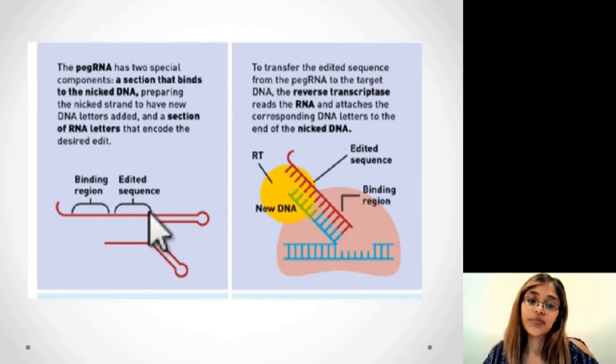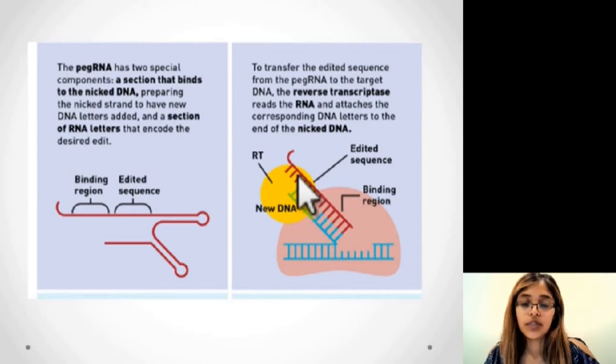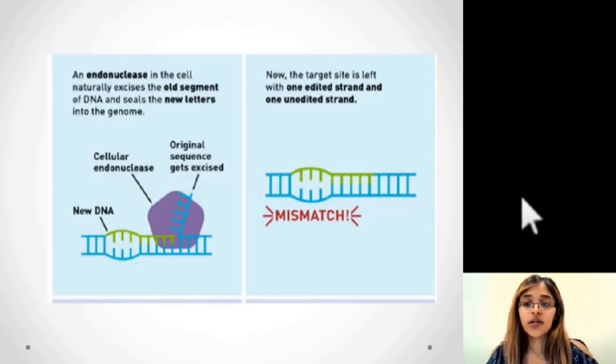The way that this happens is after the Cas9 nicks the one DNA strand, reverse transcriptase goes ahead and reads the RNA and attaches the corresponding DNA letters to the end of the nicked DNA. After that is done, the nucleus of the cell naturally excises the old segment, and then it seals the new letters into the genome. So this creates a problem because we have a mismatch.